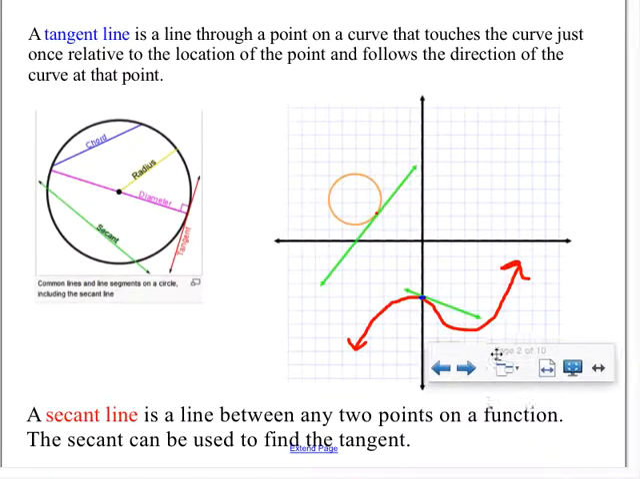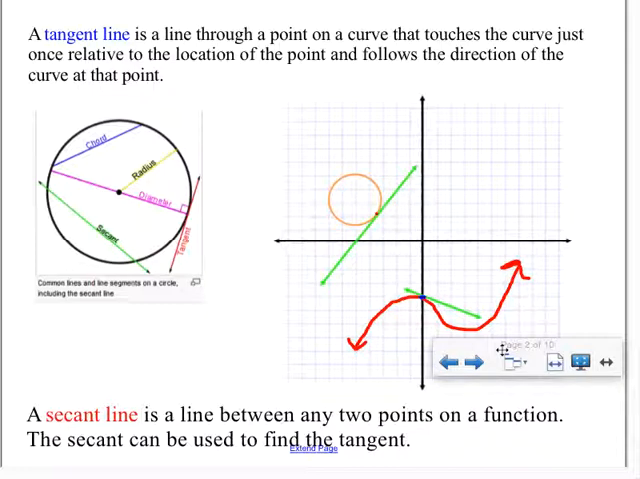So first off, let's talk about what a tangent line is. A tangent line is a line through a point on a curve that touches the curve just once relative to the location of the point and follows the direction of the curve at that point.